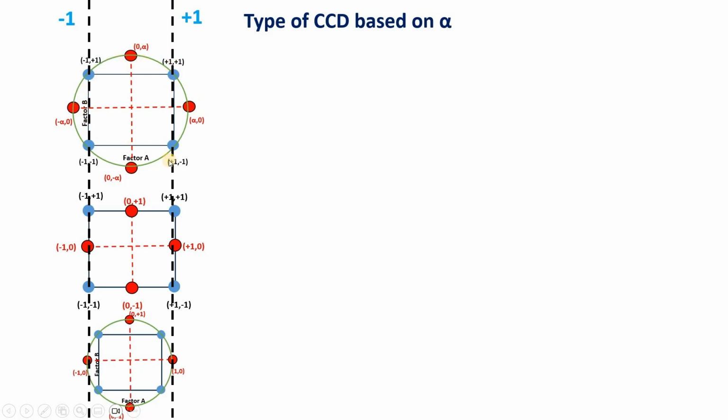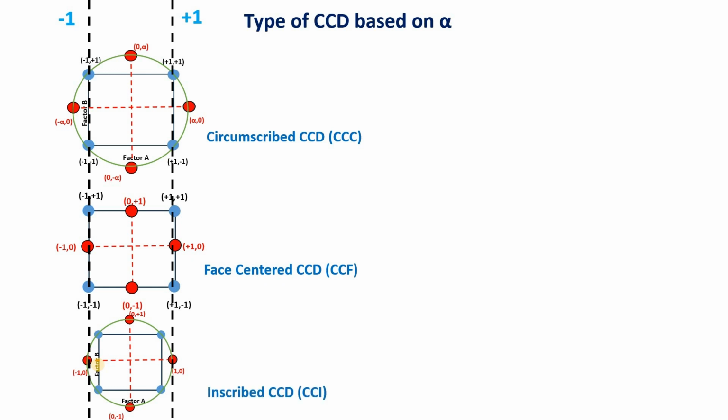So this factorial line will pass through the factorial, and this alpha value goes beyond these two levels. At the same time, this face-centered CCD will have the same axial point as the factorial, whereas for inscribed, the extreme value will lie on this line. So this one is CCC, this one is face-centered CCD, and this is inscribed CCD.